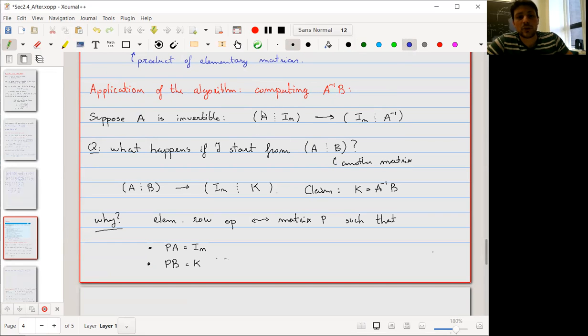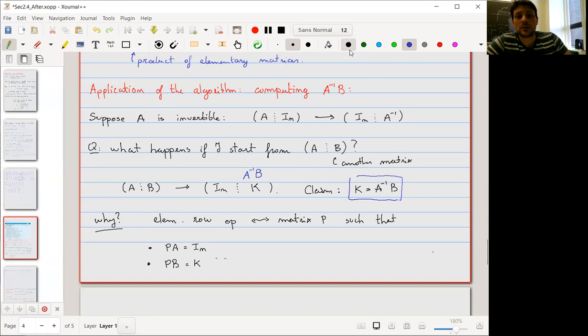The algorithm we saw was that if you start with A and the identity, then you do a reduction to row echelon form and you get the identity and A inverse. What happens if I start with a matrix B instead of the identity? Well, the claim is that what comes out of that is that you'll find A inverse times B in the second slot.